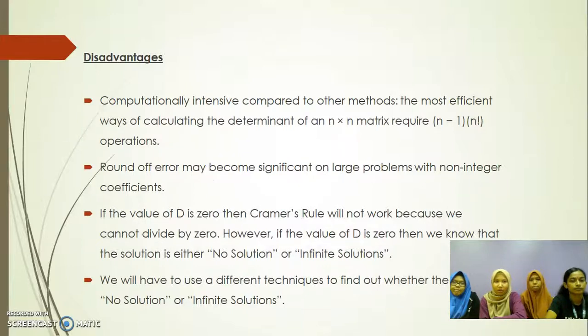Next, the disadvantages. It is computationally intensive compared to other methods. The most efficient way of calculating the determinant of an n by n matrix takes (n minus 1) times n factorial operations. Second, round-off error may become significant on large problems with high integer coefficients. If the value of D is 0, then Cramer's rule will not work because we cannot divide by 0. However, if the value of D is 0, then we know that the solution is either no solution or infinite solutions.